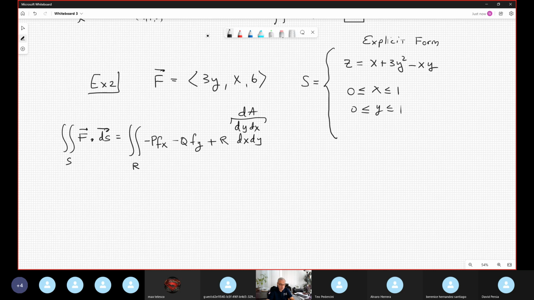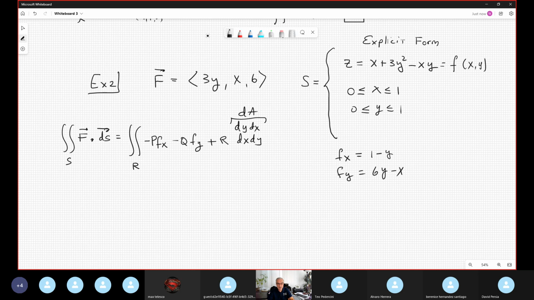So the explicit form is considered that x and y are independent variables and z is dependent. The only thing you should do is compute the partial derivatives of the surface, fx and fy. Now fx is differentiating this with respect to x, which is 1 minus y, because this is 0 and this is 1, but y stays alive. I am doing the partial derivative with respect to x. And likewise, the partial derivative with respect to y is 6y minus x. Makes sense, right?